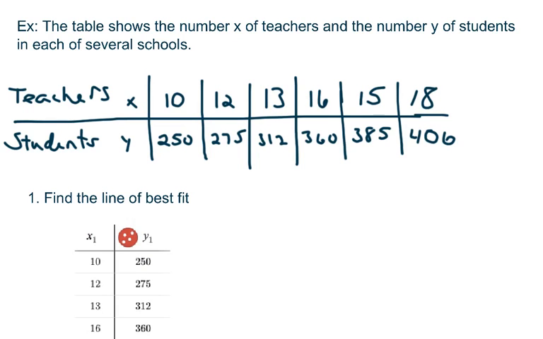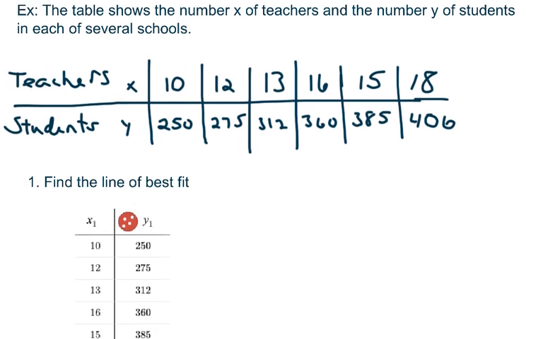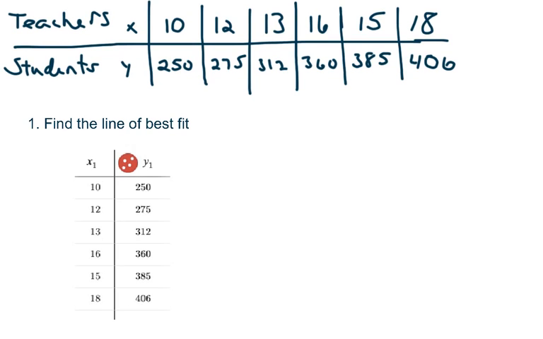So the table below shows the number x of teachers and the number y of students in each of several schools. Okay, you can get the table written down right now if you want to pause the video real quick. Step number 1 says find the line of best fit. So I already made a table in Desmos. You can see it right there. That makes it really simple.